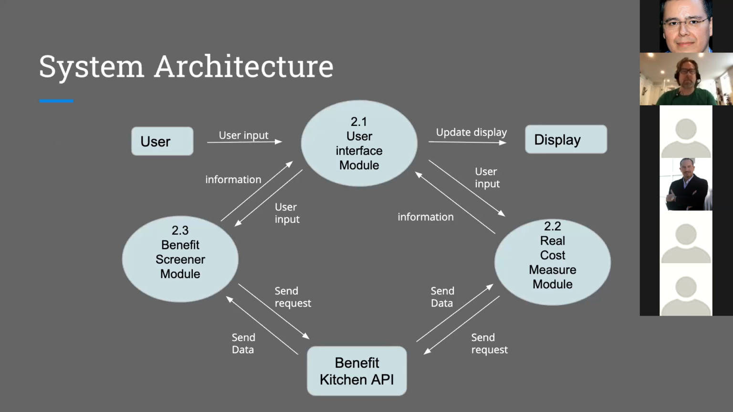Hi, my name is Jonathan. So what we have here is the system architecture of our app. First, the user will go to either the RCM or the benefit screener feature, and then the user will enter the required information for that part, and then it will send a request to the beneficiation API, where the API will then send back from its database, which would then be displayed on the screen for the user to see on this slide.